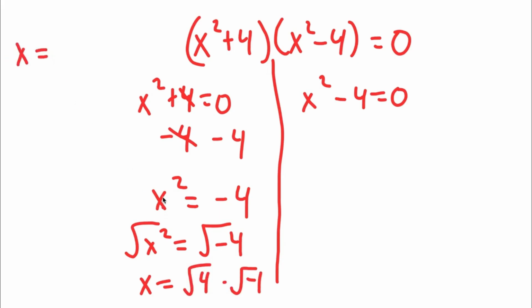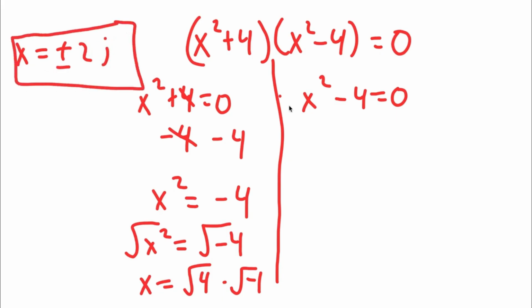So now the square root of 4, that's simply equal to positive or negative 2, and the square root of negative 1 is actually equal to the imaginary number i. So I have x is equal to positive or negative 2i. So these are two solutions.